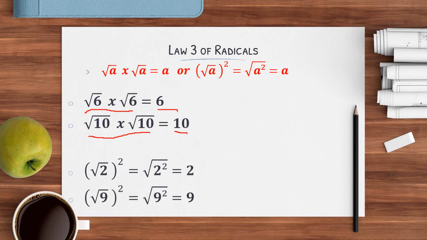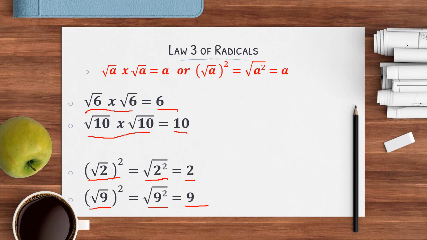Next, square root of 2 quantity raised to the power of 2, or squared, is equal to the square root of 2 raised to the power of 2, which is equal to 2, the number itself. Then 9, we have 9. Again, if the two numbers inside the radical sign are the same, then the answer is the number itself.